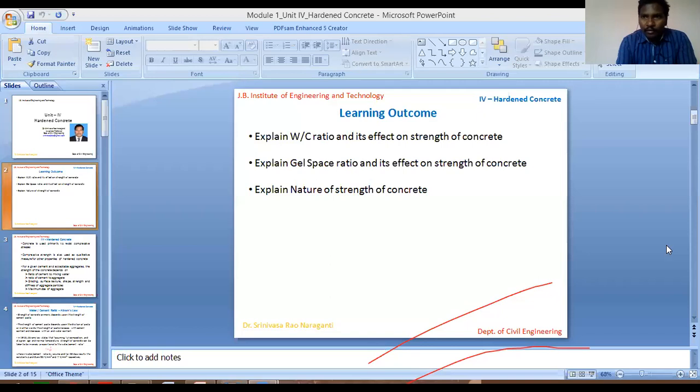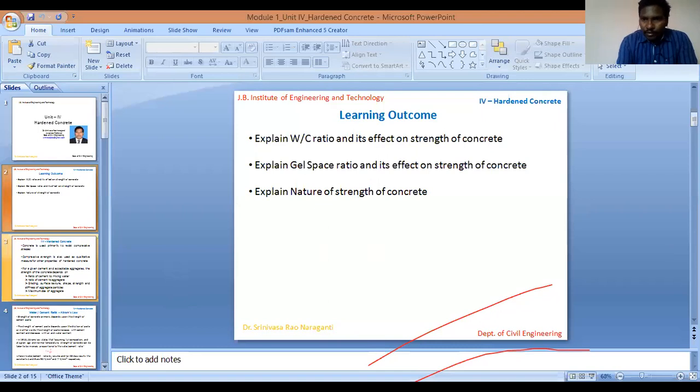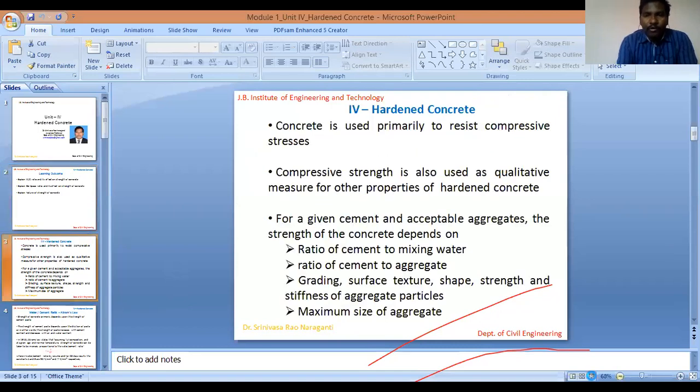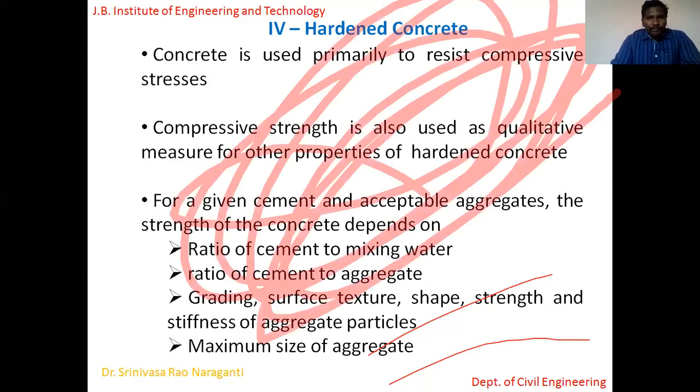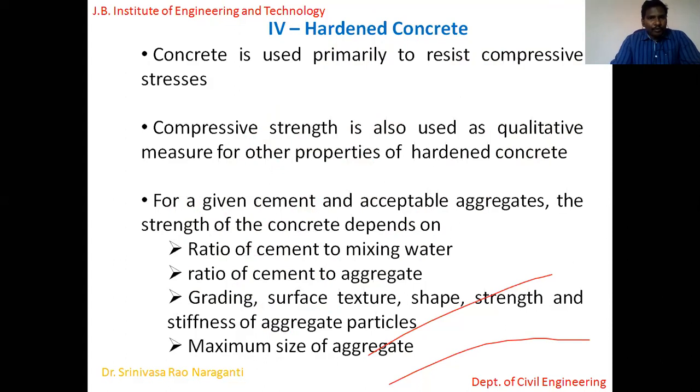So let me go to the other aspects of this presentation. Let's move on, guys, to hardened concrete. Hardened concrete means we're talking about concrete after it has been prepared and you go for curing. That is the stage we're talking about. We basically use concrete for resisting compressive stresses, and the compressive strength is also used as a qualitative measure for other properties of hardened concrete. When you know the compressive strength of the concrete, you will be able to say something about some other properties of the concrete as well.